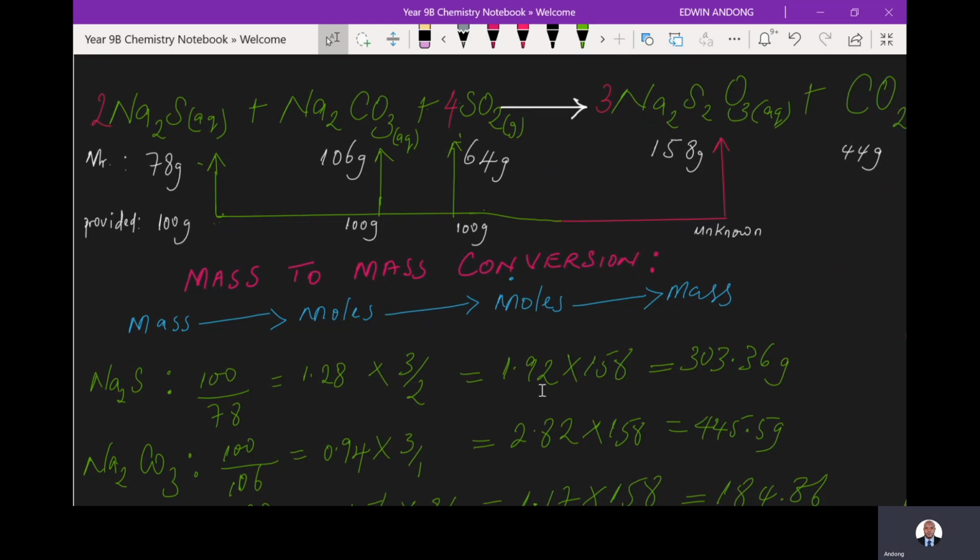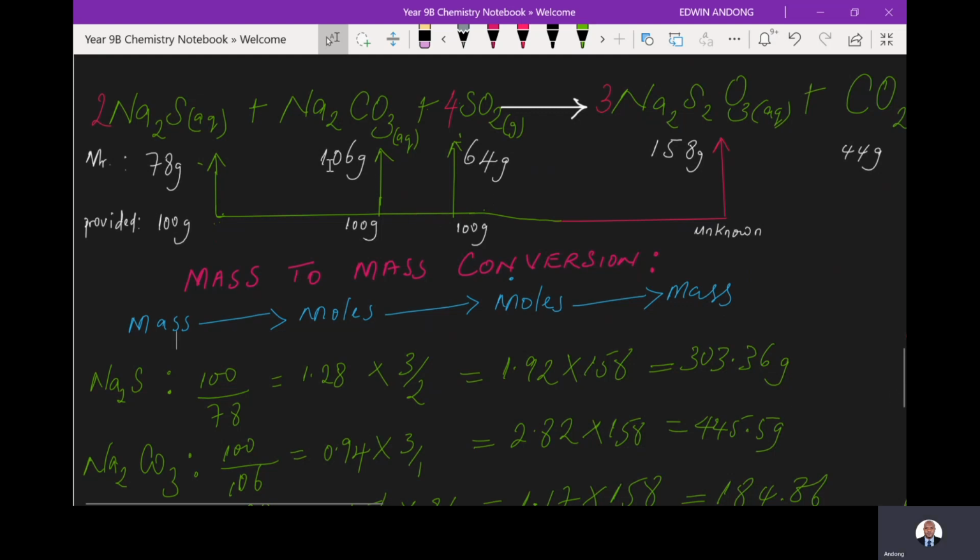Using the triangle, when you have the moles, in order to have the mass of that substance, we use our triangle formula: we multiply the moles by the molar mass of the substance. And the molar mass of sodium thiosulfate from here is 158 grams. We will multiply it, and we will have the total mass of sodium thiosulfate produced by 78 grams of sodium sulfite. The mass will be 303.36 grams.